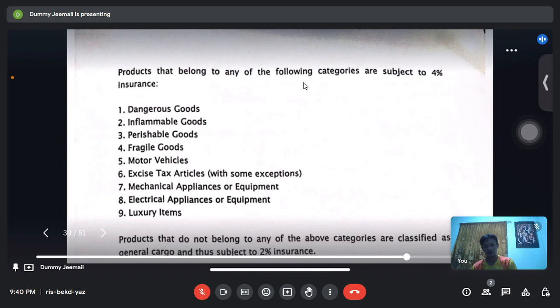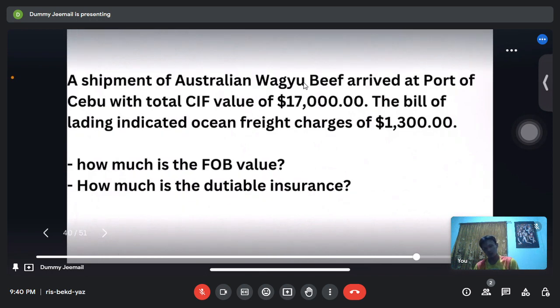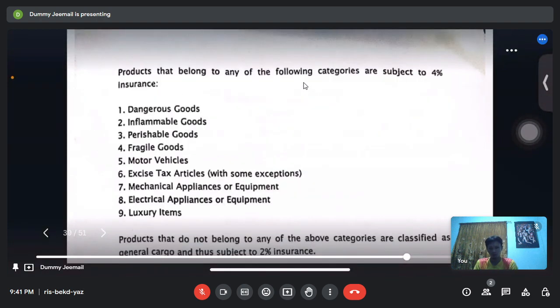Products that do not belong to any of the above categories are classified as general cargo and thus subject to 2% insurance only. So, here is an example. A shipment of Australian Wagyu beef arrived at port of Cebu with total CIF value of $17,000. The bill of lading indicated ocean freight charges of 1,300.